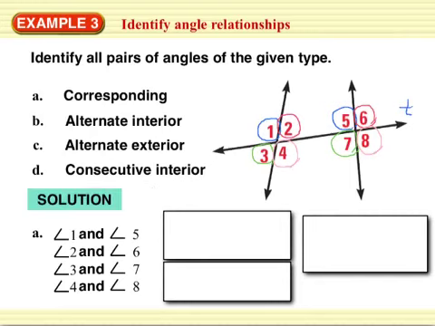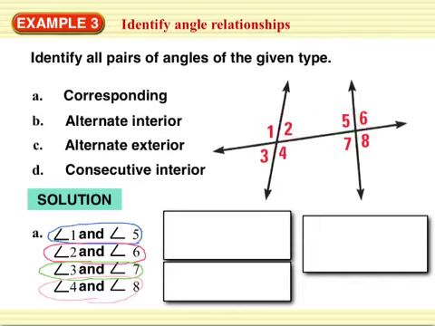Yep, blue is 1 and 5. Okay, 2 and 6 was red. 3 and 7 was green. And 4 and 8 was pink. Okay, those are corresponding. All right, let's see if we can erase these. Okay, let's try the next one.